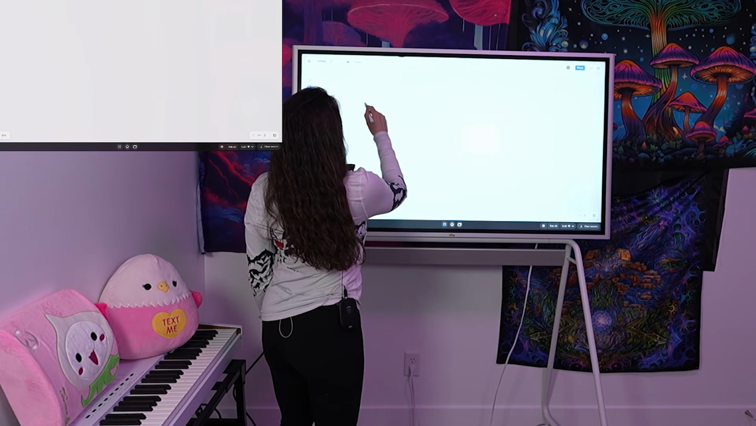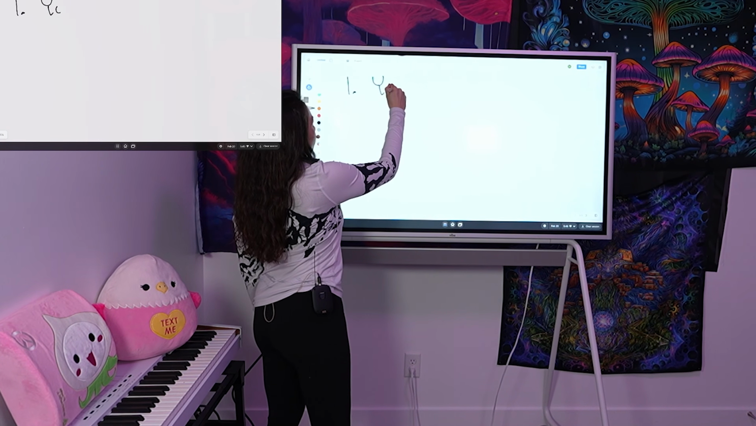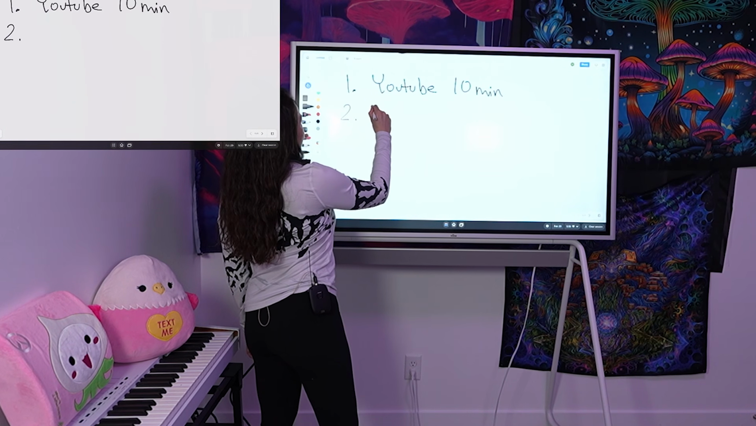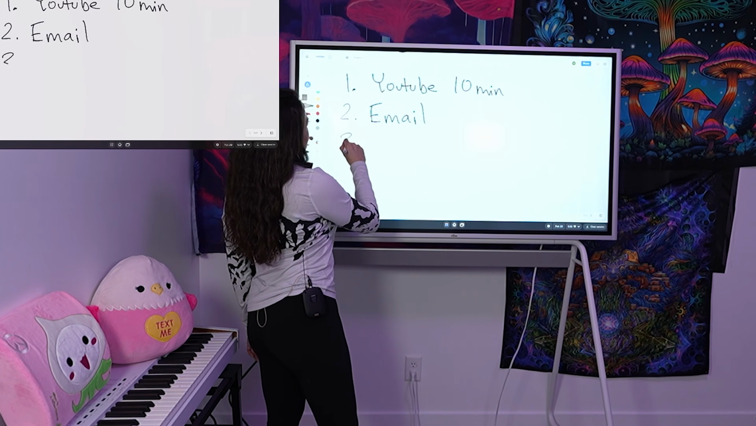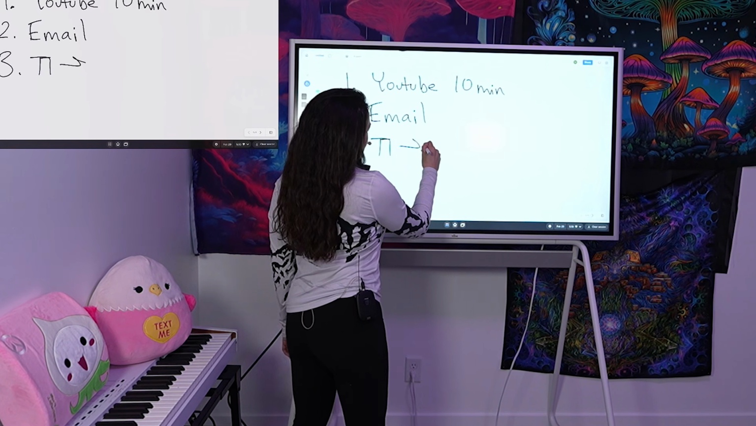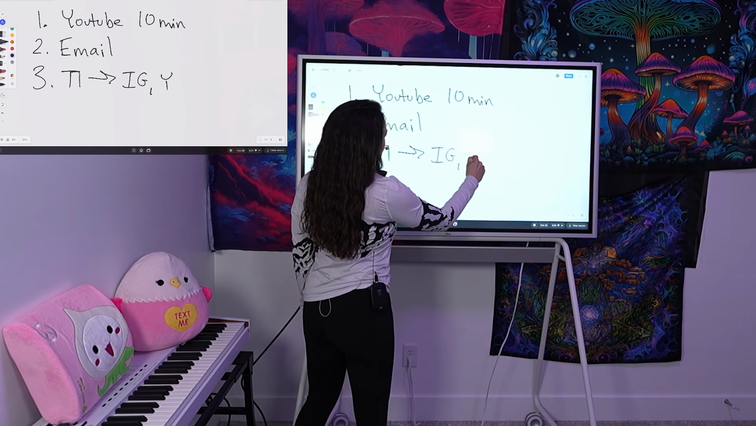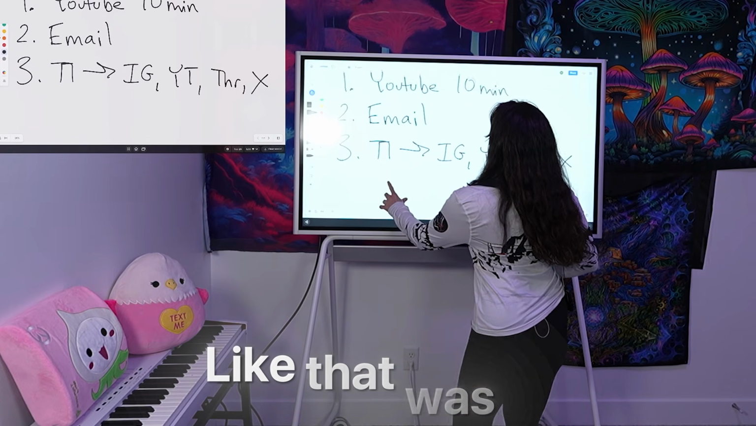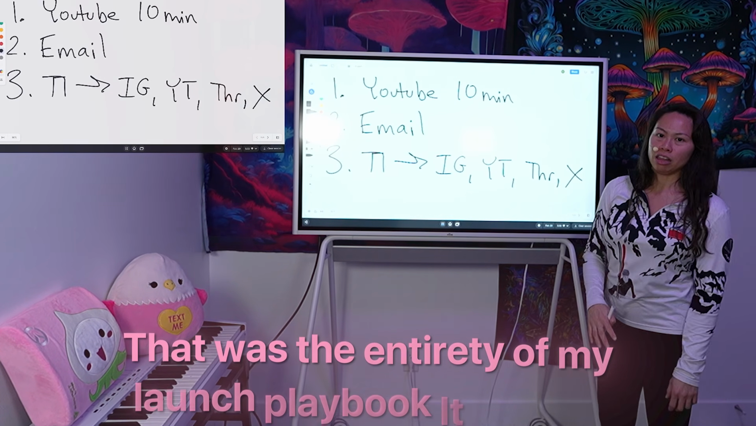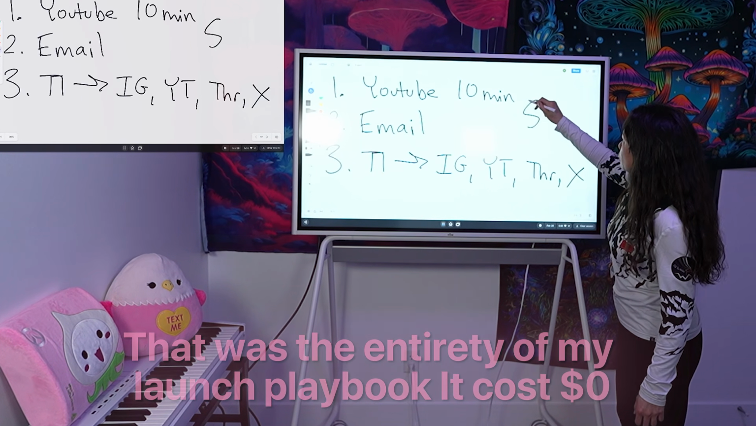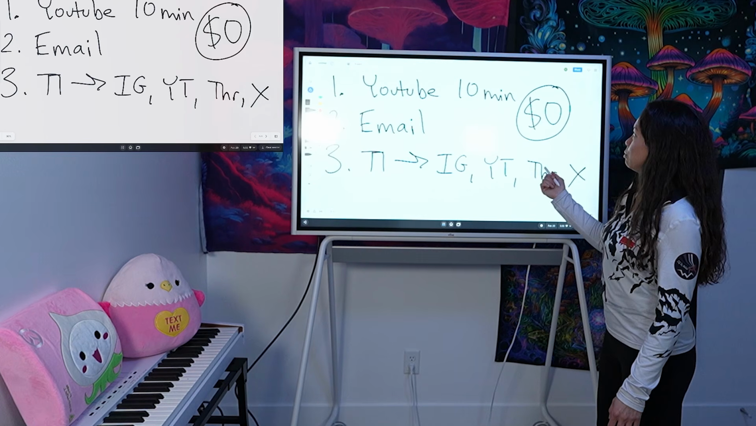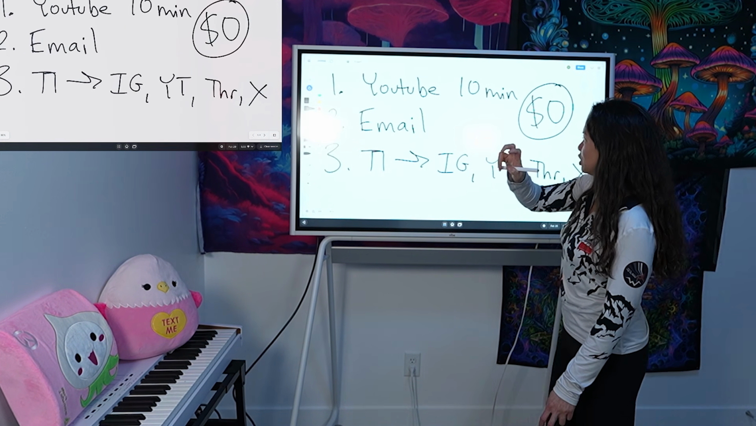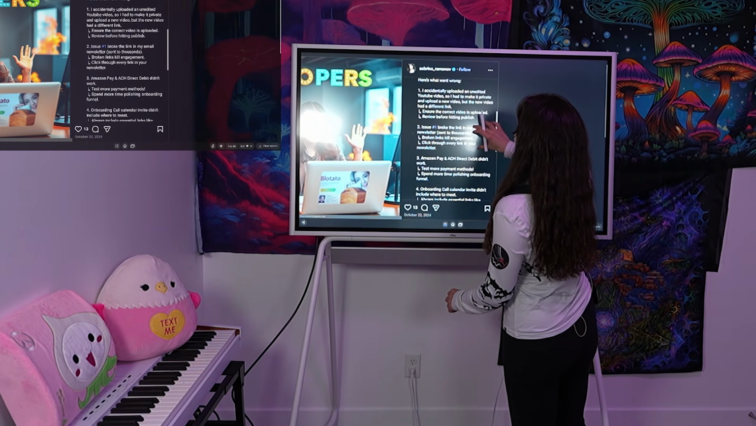So my launch consisted of a YouTube video, which was a 10-minute tutorial. Okay. I sent out an email to my newsletter. And then I made a TikTok video announcing it, which got cross-posted to Instagram, YouTube Shorts, and probably Threads and Twitter at the time. That was it. That was the entirety of my launch playbook. It cost $0. It probably took me a couple hours to put together all of the marketing assets for my launch day. So I made a post of all the things that went wrong.